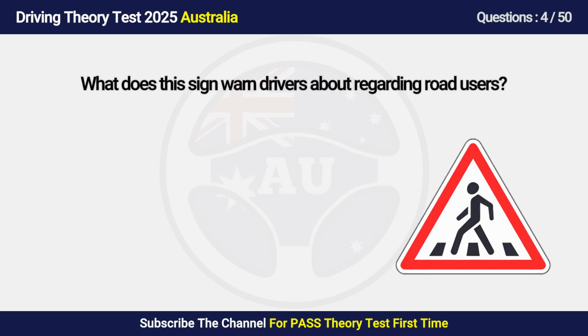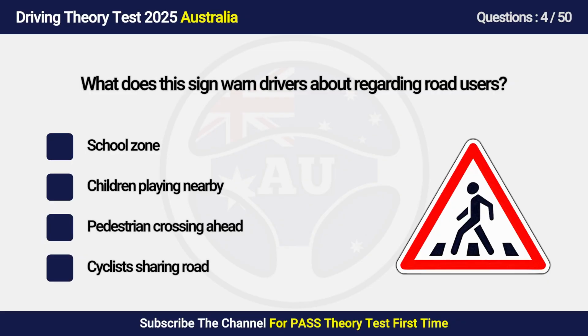Question 4. What does this sign warn drivers about regarding road users? A. School zone. B. Children playing nearby. C. Pedestrian crossing ahead. D. Cyclist sharing road.